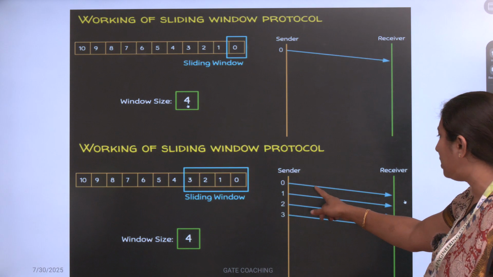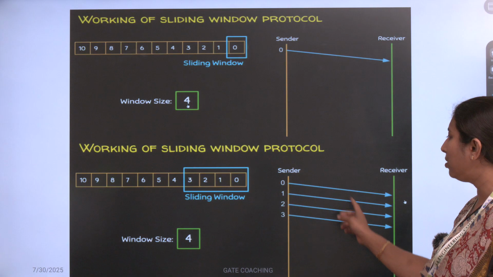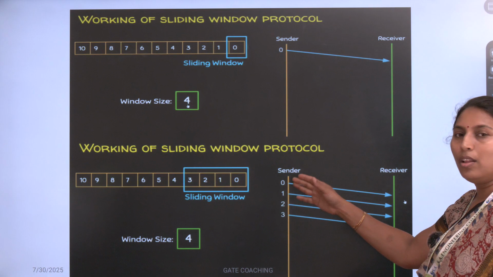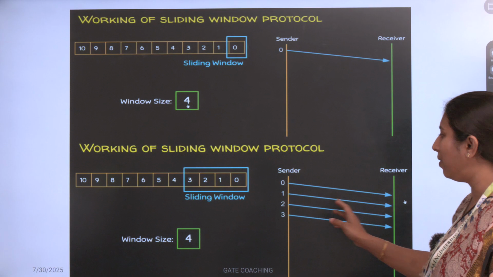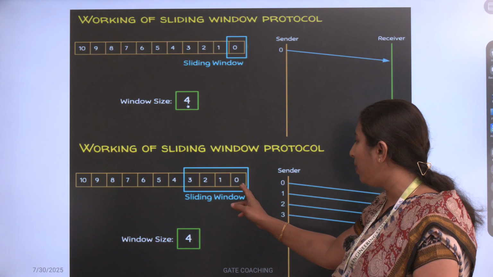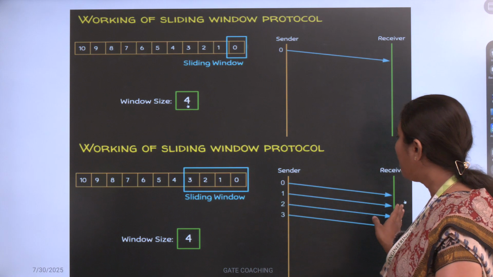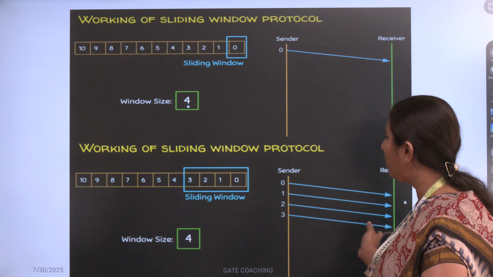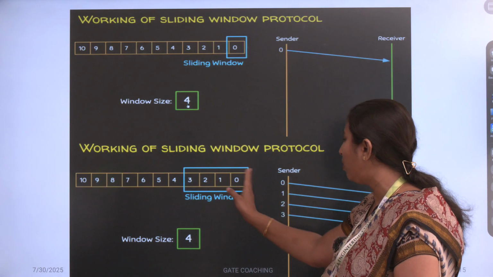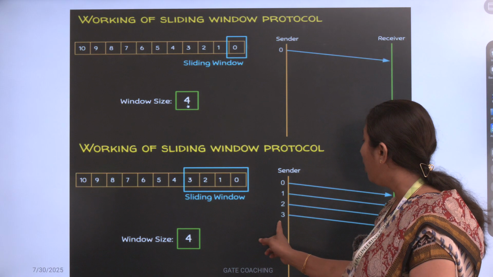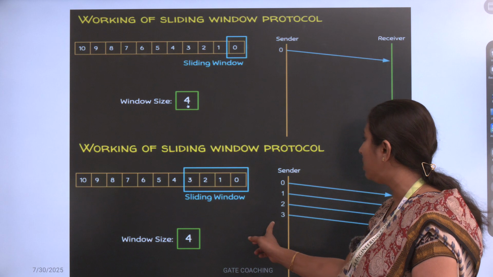So the sender will be sending the 4 frames 0, 1, 2 and 3. The 4 frames will be given to the receiver. The sliding window shows how many frames have been given to the receiver. That's 4 frames given to the receiver now.